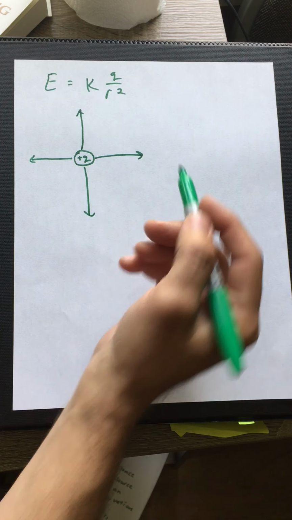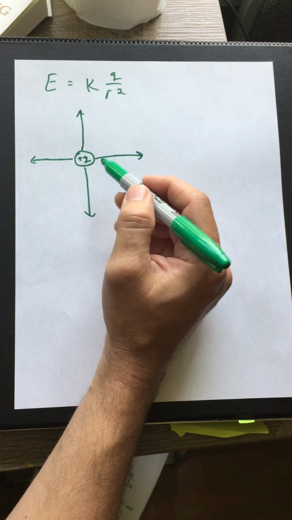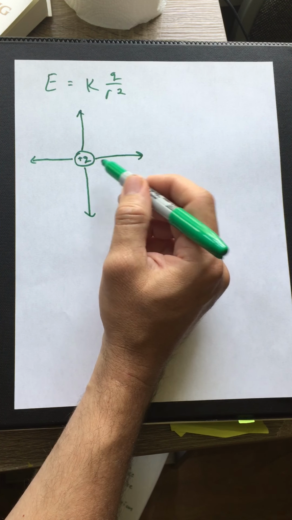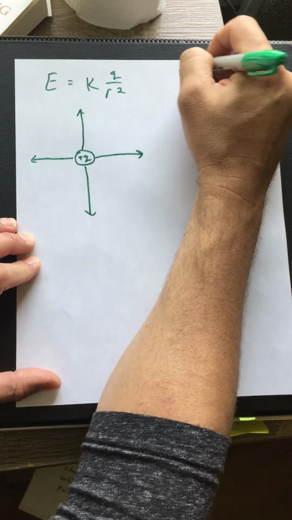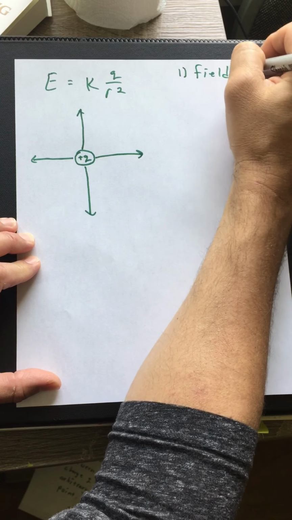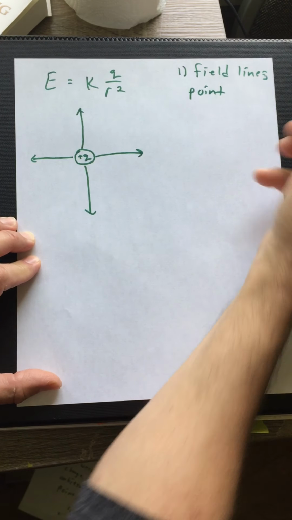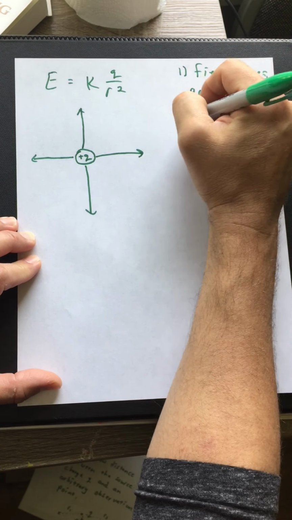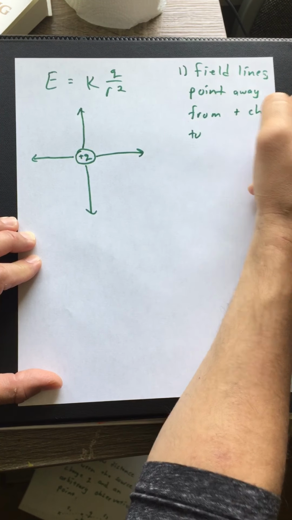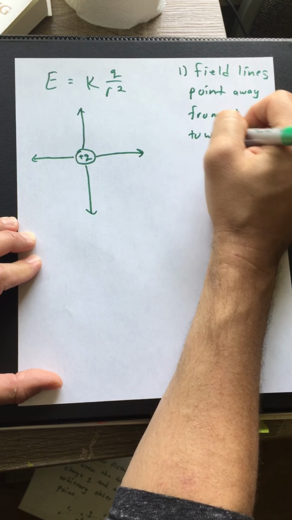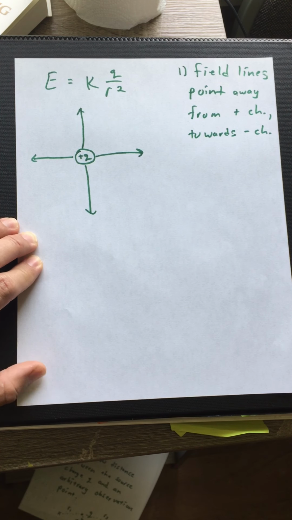So what I've done is I've drawn this symmetrically. And notice that these lines are pointing away. That is one of our conventions, which I'll write down. Field lines point away from positive charges. In fact, why don't I write it down now? Field lines point, make sure this is in frame, good, away from positive charges towards negative charges. I'll draw a negative charge in just a second.